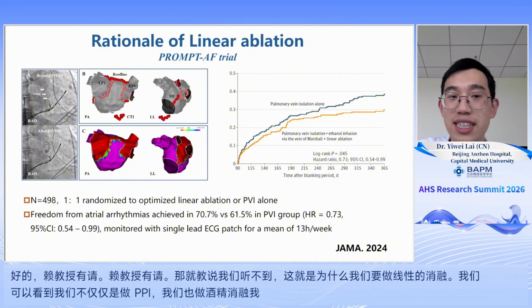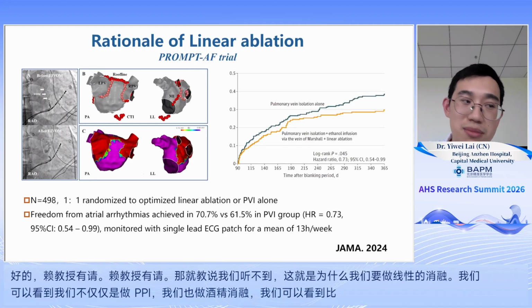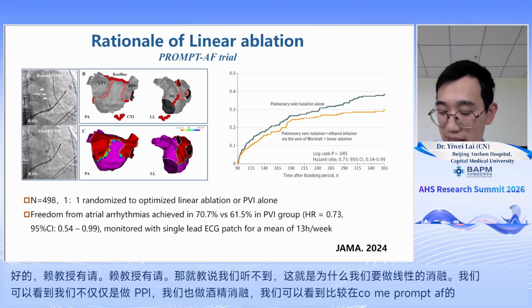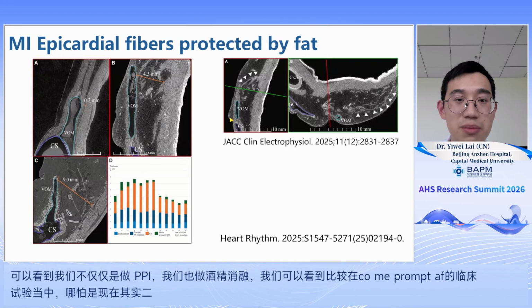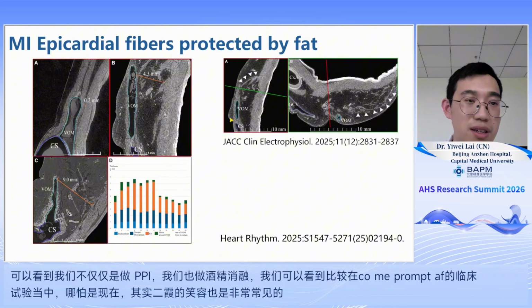But quite frankly, in the trial, the mitral isthmus block rate was only 87%. Which means even nowadays, mitral isthmus ablation is still very difficult. And the reason lies in the complexity of the anatomy of the mitral isthmus.